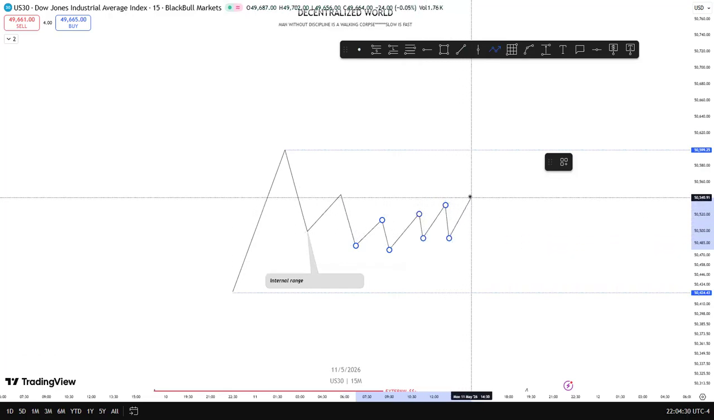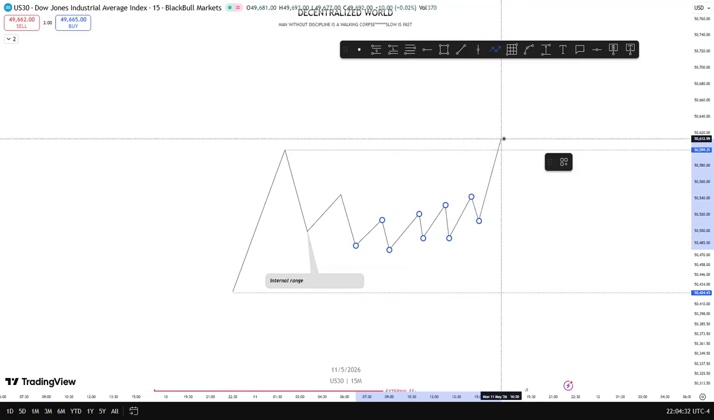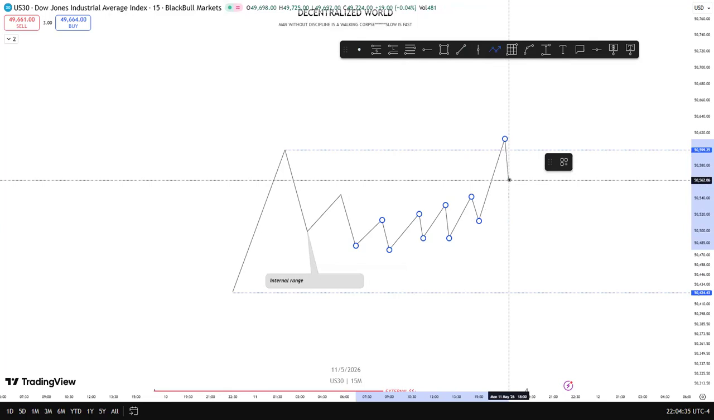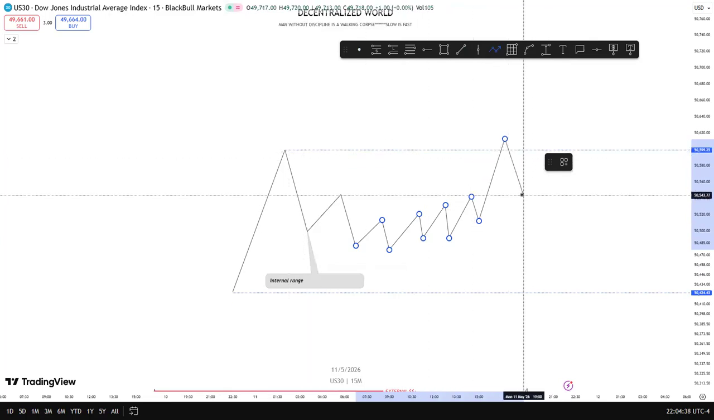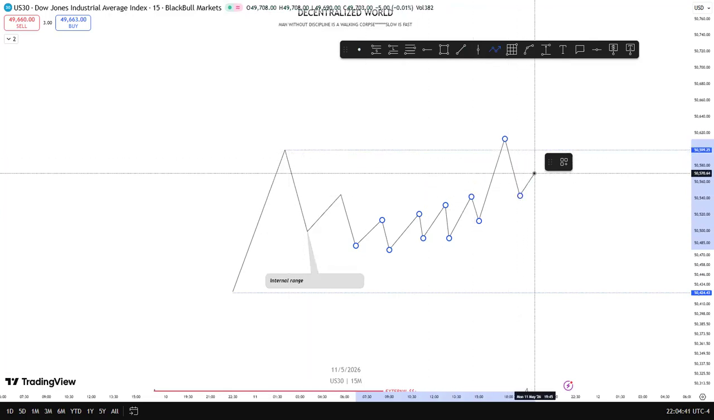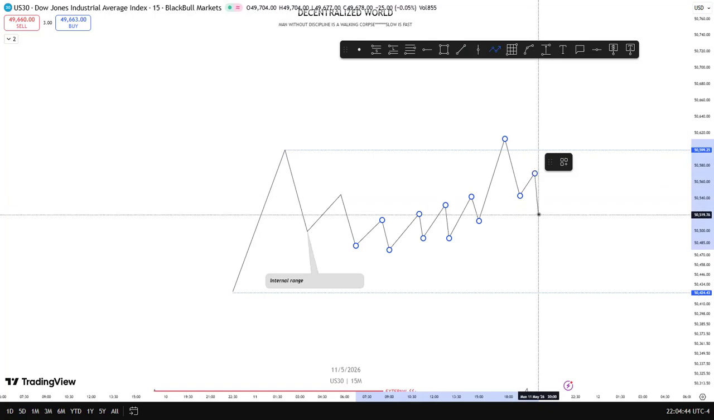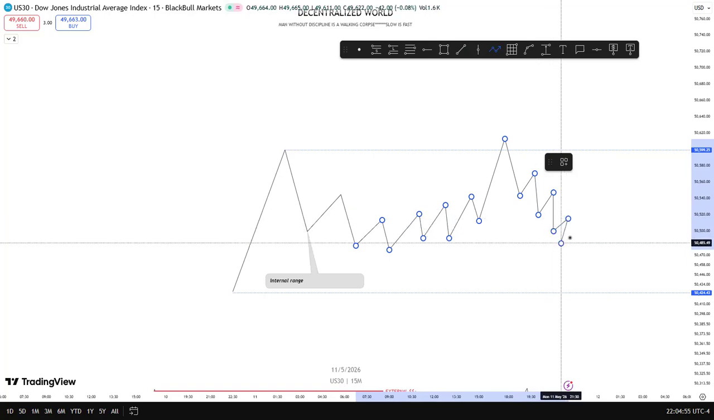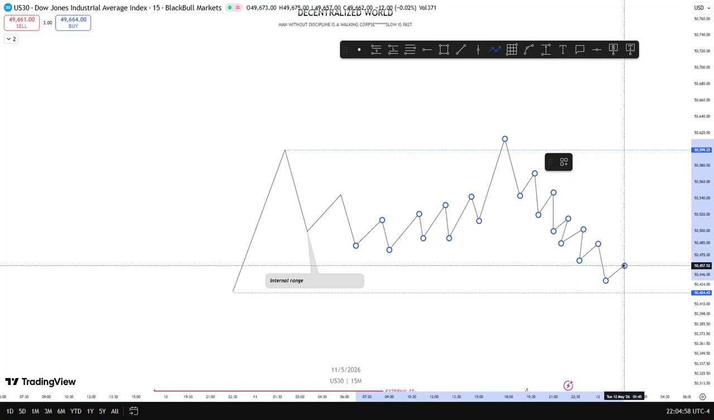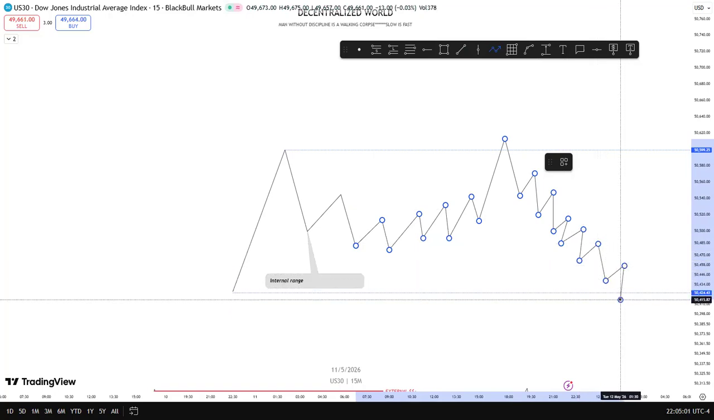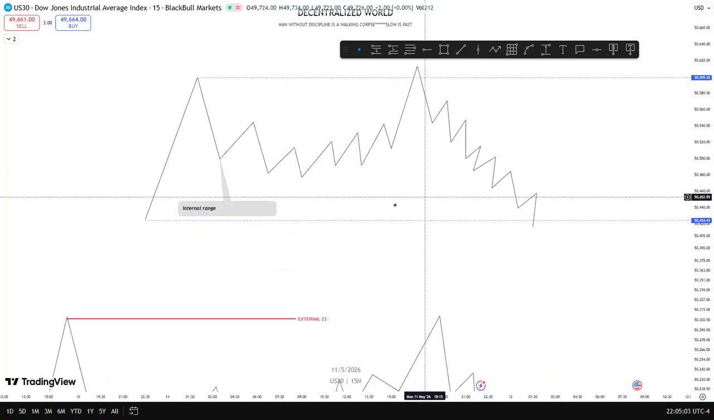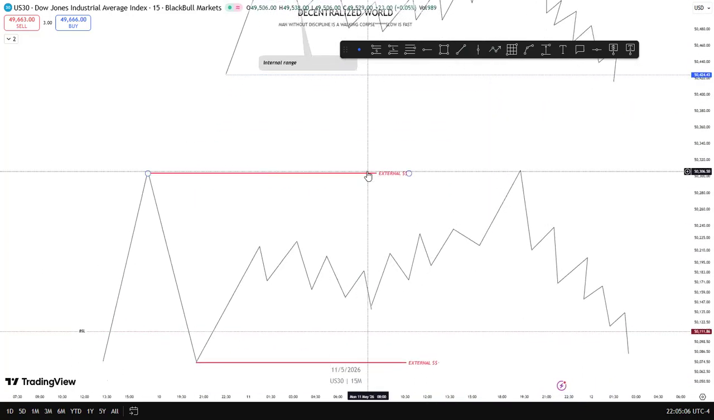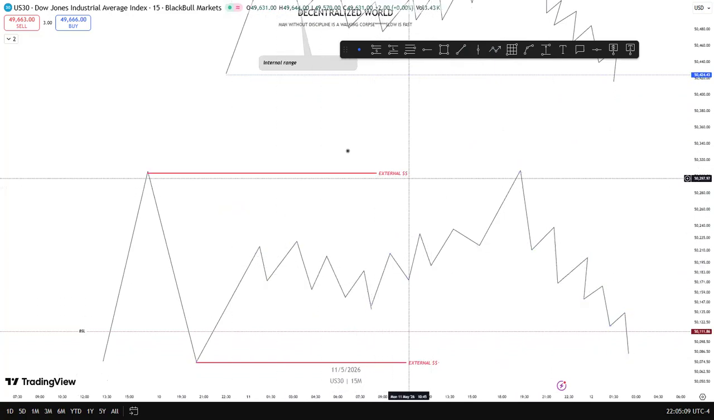Price will keep running them until an external range liquidity has been taken out. Once an external range liquidity has been taken out, another liquidity will be created, which is the internal range liquidity. Then price will keep taking them out. Like I said in the previous video, liquidity is the fuel of the market. So price will keep taking it out till the external gets taken out. This is the basic structure of how it works, from internal range to the external.